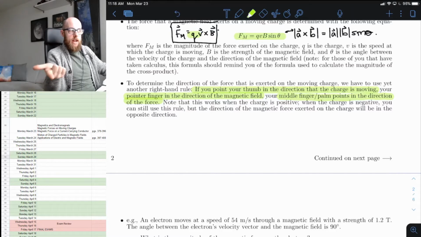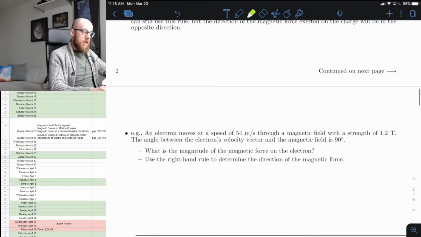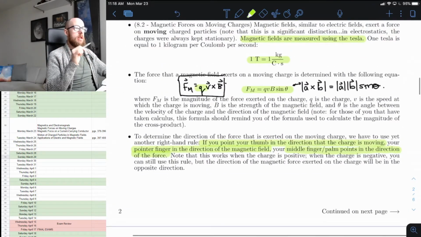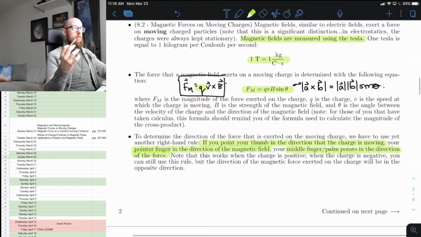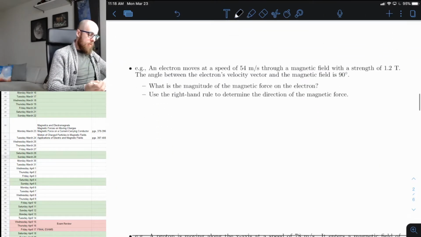So we have V, which is the way the particle is moving. We have B, the magnetic field. And then our middle finger points up in the direction of the force. Does everyone see that? I hope it's not mirrored, but this is my right hand. The right-hand rule tells us what direction the force would be exerted in. As we're going to see in a second in this example, oftentimes we're going to use the formula to calculate the magnitude of the magnetic force, and then use the right-hand rule to figure out what direction the force is going in.